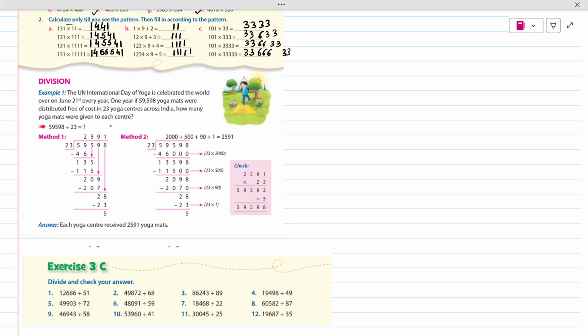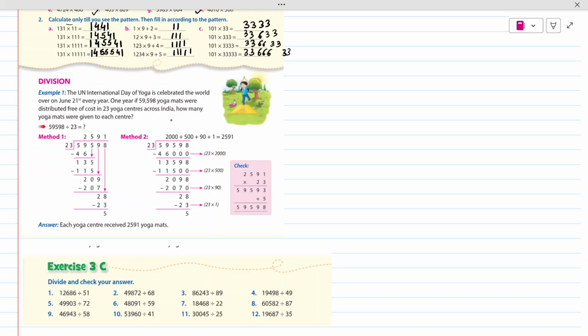So the example here is: the UN International Day of Yoga is celebrated in the world on 21st June every year. One year, if 59,598 yoga mats were distributed free of cost in 23 yoga centers across India, how many yoga mats were given to each center?